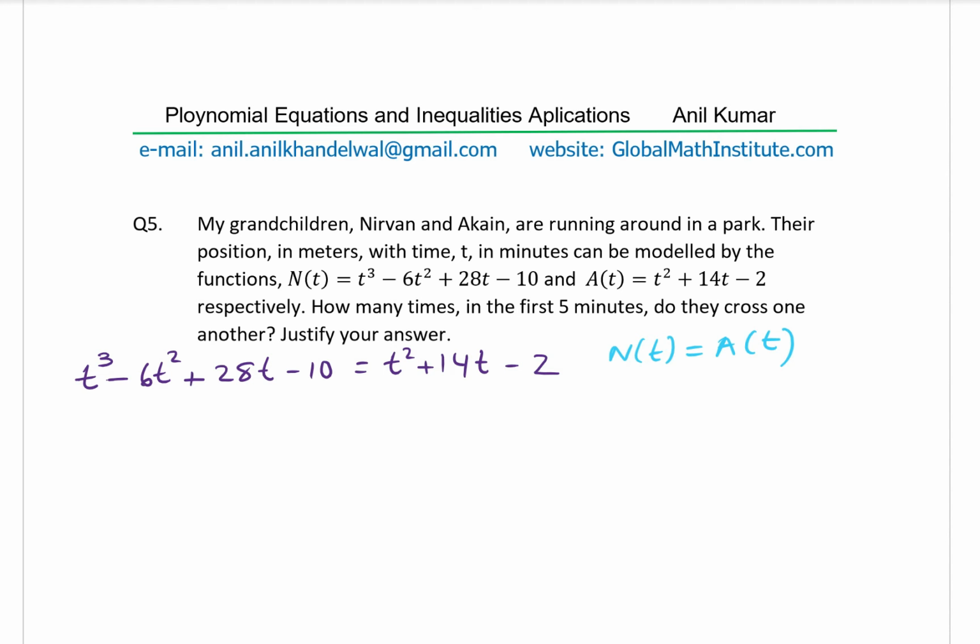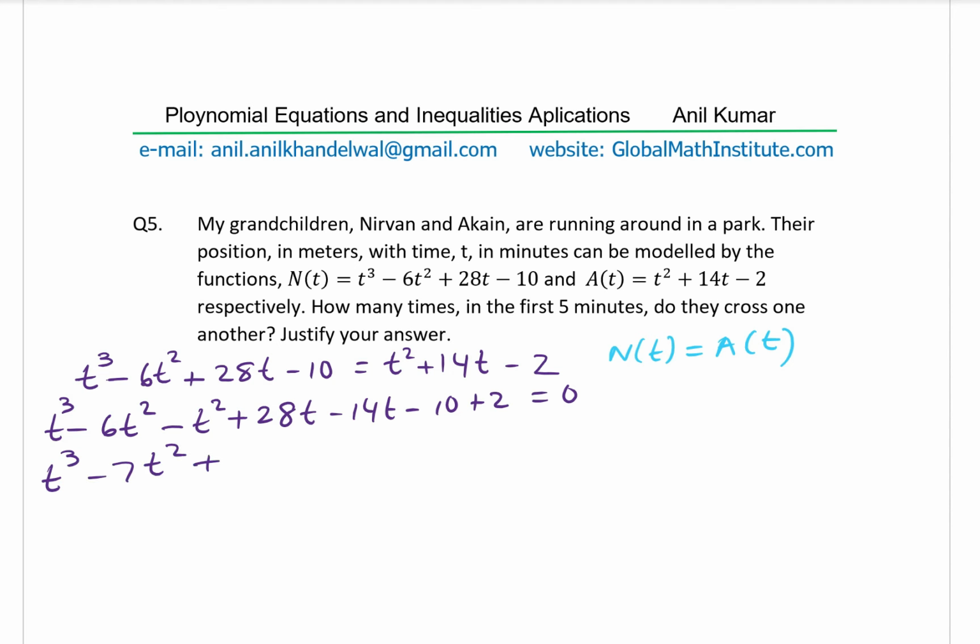Now let's try to simplify, bringing all the terms together. We get t cubed minus 6t squared minus t squared plus 28t minus 14t minus 10 plus 2 equals 0. So we have t cubed, that becomes minus 7t squared, and that becomes plus 14t, and this is minus 8 equals 0. So again, we have a cubic equation. We have to try different values.